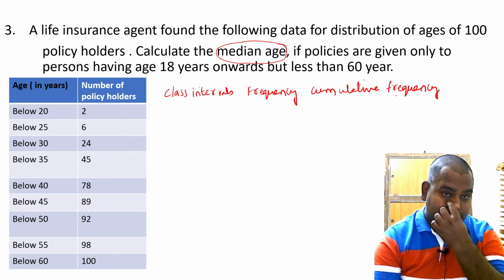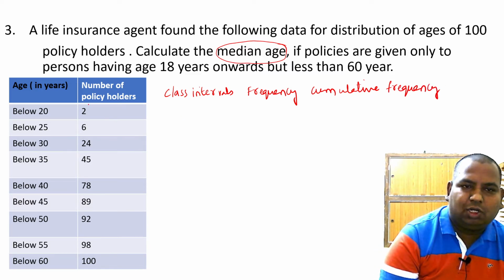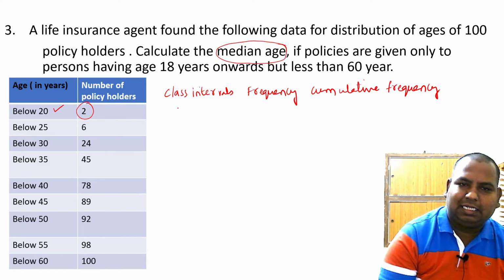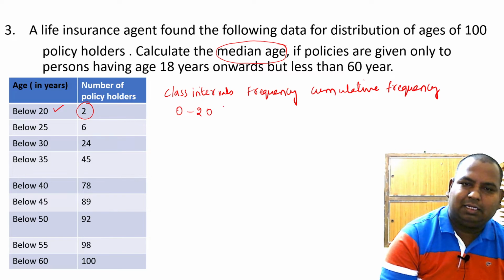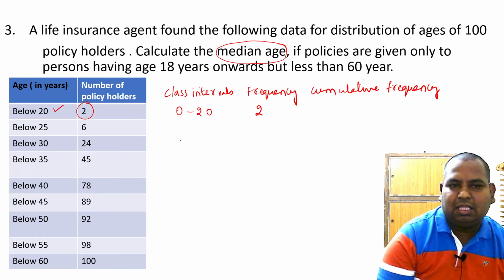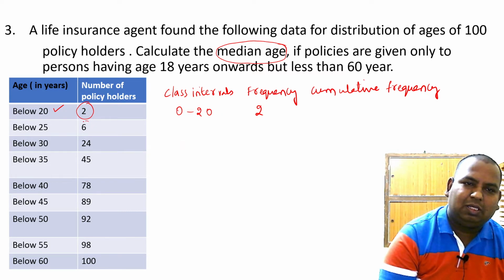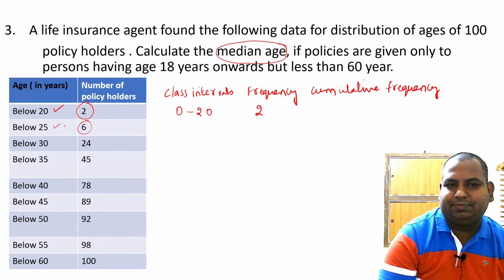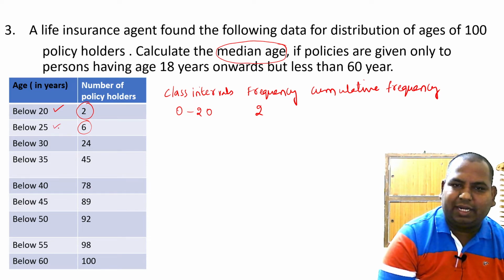Okay. He is saying that there are 2 people whose age is below 20. So I can say that 0 to 20 is 2. Next, there are 6 people whose age is below 25.